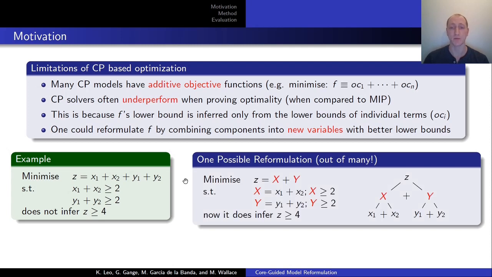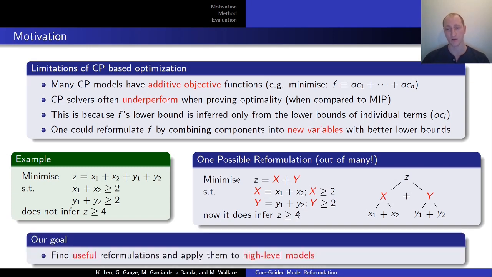One way we could help CP solvers is to introduce new variables that combine objective terms and provide better bounds for these combinations. And this particular reformulation allows a CP solver to infer that the lower bound on z should be 4. There are, of course, many different reformulations possible, and some are going to be better than others. So in this paper, we wanted to find useful reformulations and try to apply them at the level of a high-level constraint programming model.